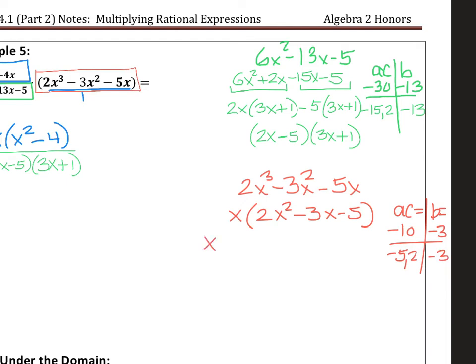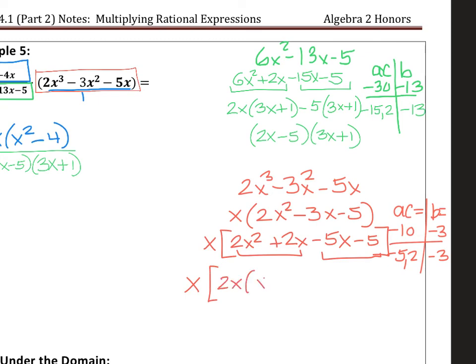So I've got my x out front here. I'm going to switch over to brackets. So I have 2x squared plus 2x minus 5x minus 5. Now I'm going to factor by grouping. I still have my x out front. I'm going to take a 2 and an x out of the first two terms. That would give me x plus 1 remaining. And I'm going to factor a negative 5 out of the next two terms. And that will give me an x plus 1 remaining. And so the three factors that this trinomial turns into is x times 2x minus 5 times x plus 1.